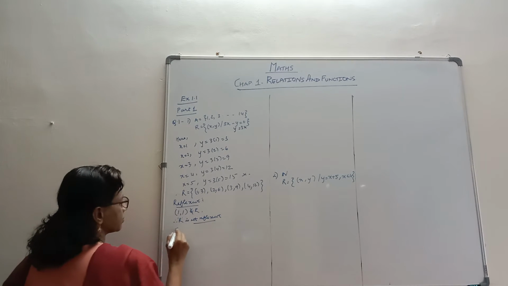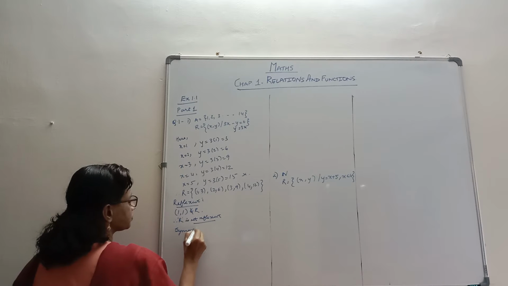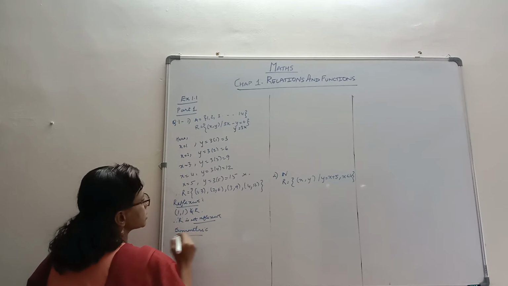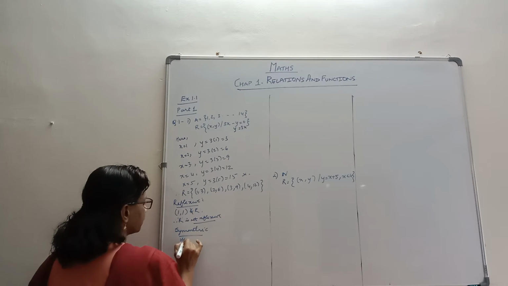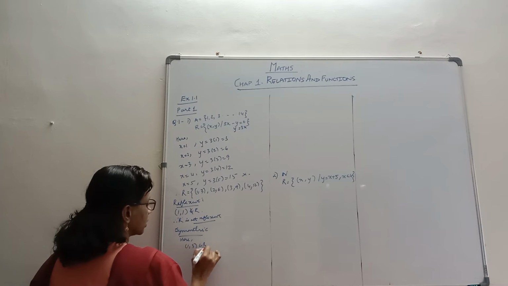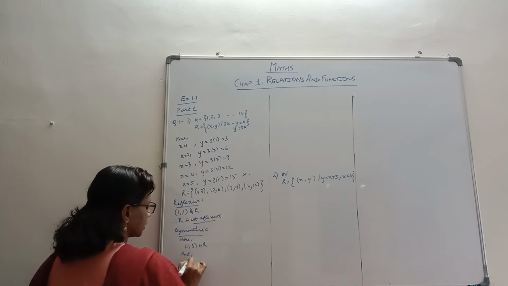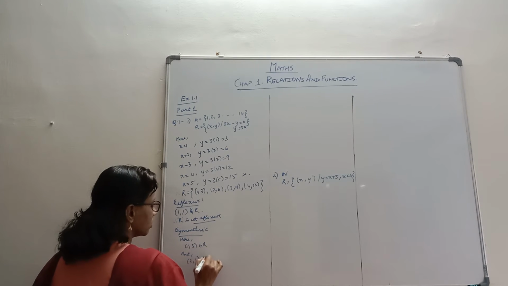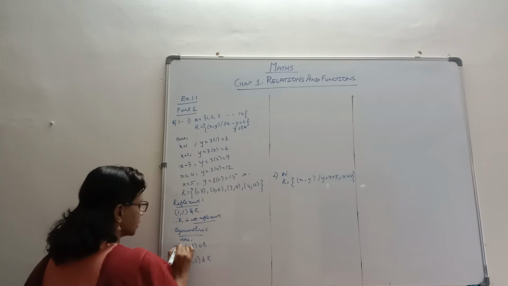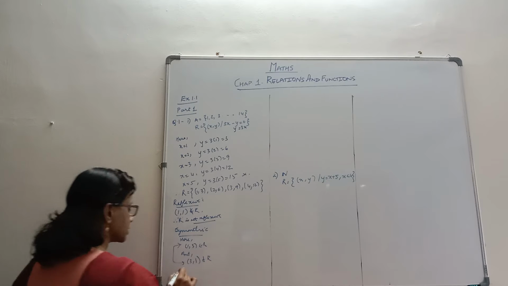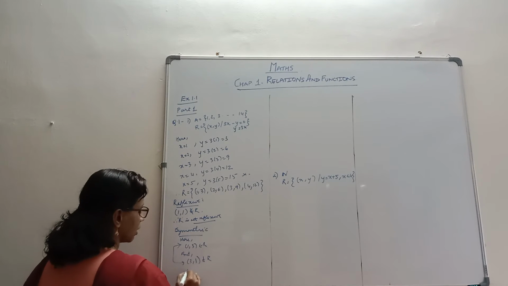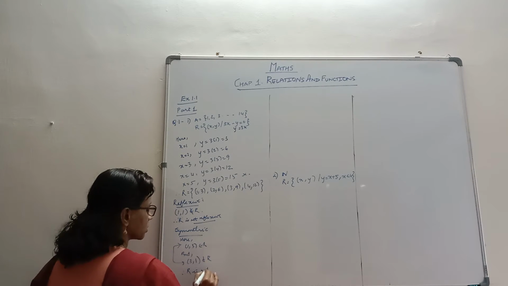It's not reflexive. Then symmetric. Symmetric means you take any element like (1,3). Suppose here (1,3) belongs to R, but (3,1) doesn't belong to R. Just check. (1,3) is belonging, but (3,1), its mirror image, is not belonging. And if that is the case, therefore R is not symmetric.